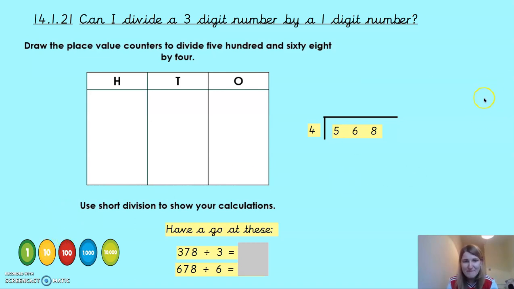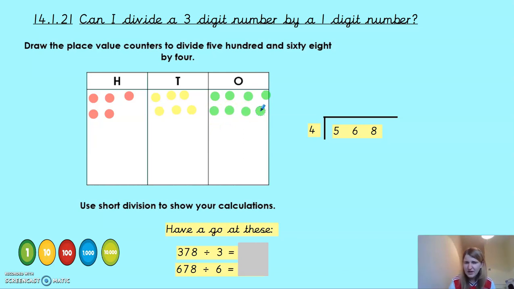Okay, so I've got my counters here. My only worry is they're probably going to be a bit big to fit in. So what I'm going to do is use my trusty highlighter instead. Okay, so I need 5 hundreds. 1, 2, 3, 4, 5. So 68, so 6 tens, they are yellow. 1, 2, 3, 4, 5, 6, and then I need 8 ones, green. 1, 2, 3, 4, 5, 6, 7, 8.